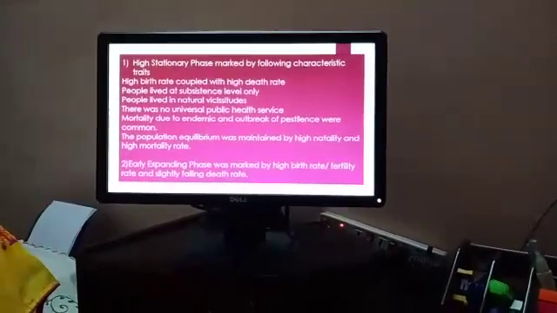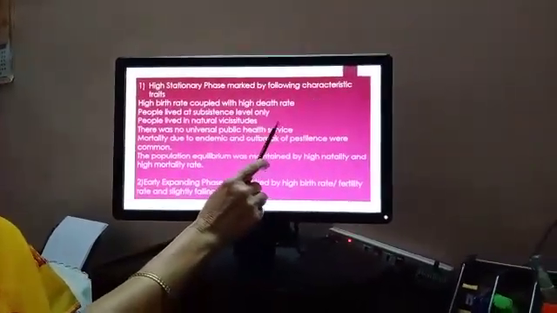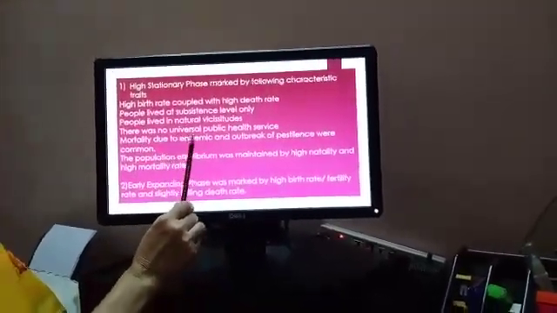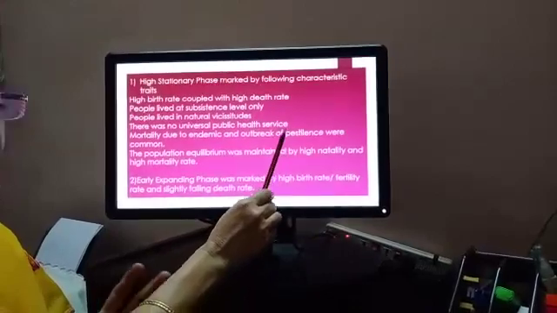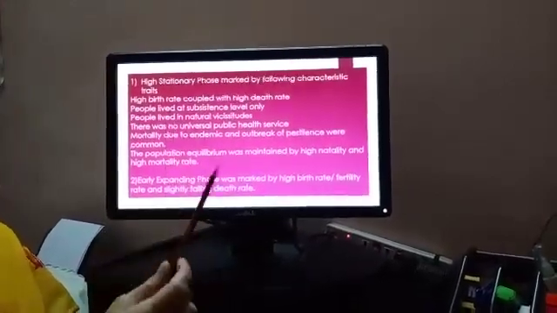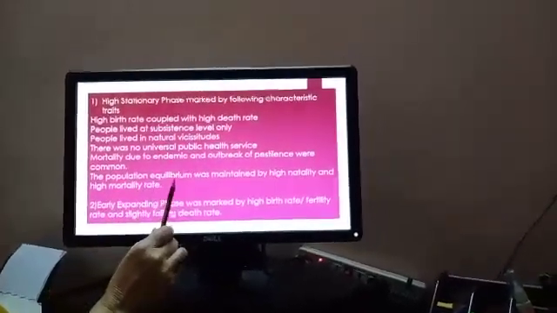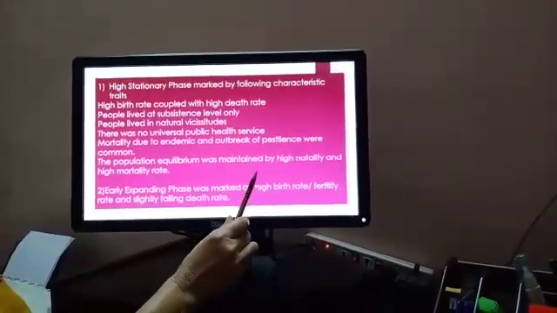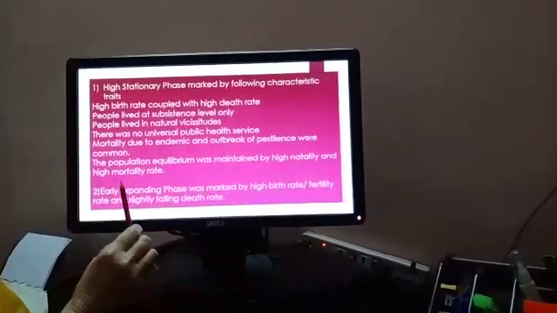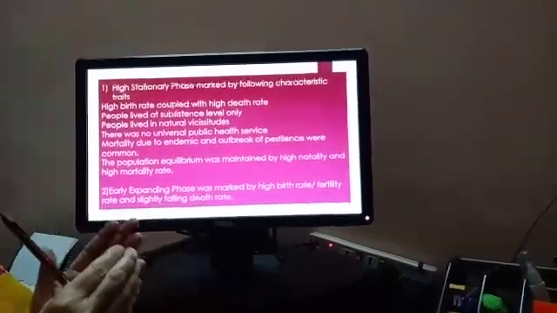lived accordingly. There was no universal public health service, one of the reasons why the death rate was very high. Mortality due to endemic diseases and outbreaks of pestilence was common. Death rate was high because there were outbreaks of epidemics and pestilence. The population equilibrium was maintained by high natality. Natality means birth rate, and high mortality, death rate. So both the constituents were very high.